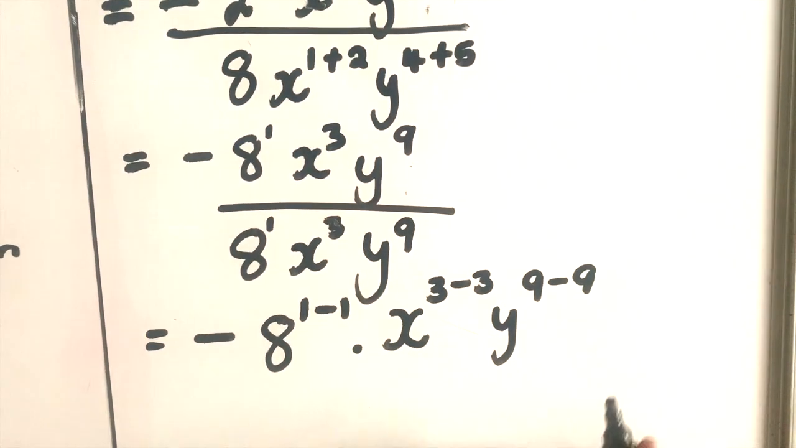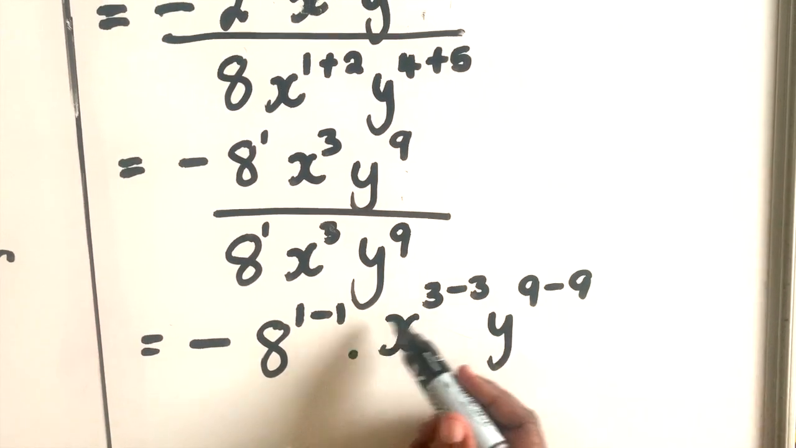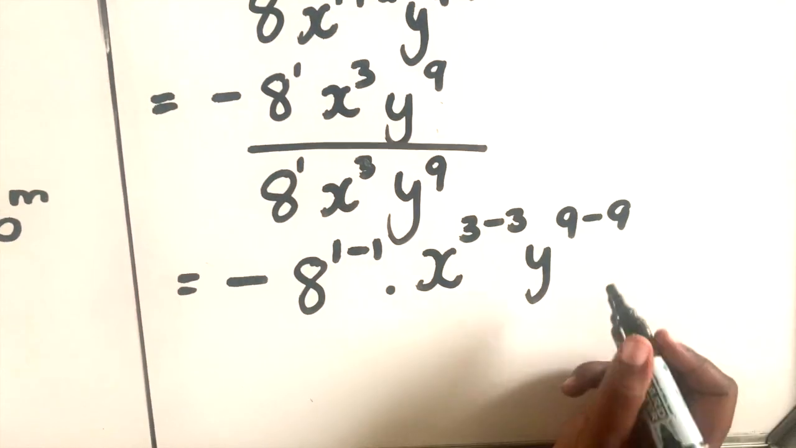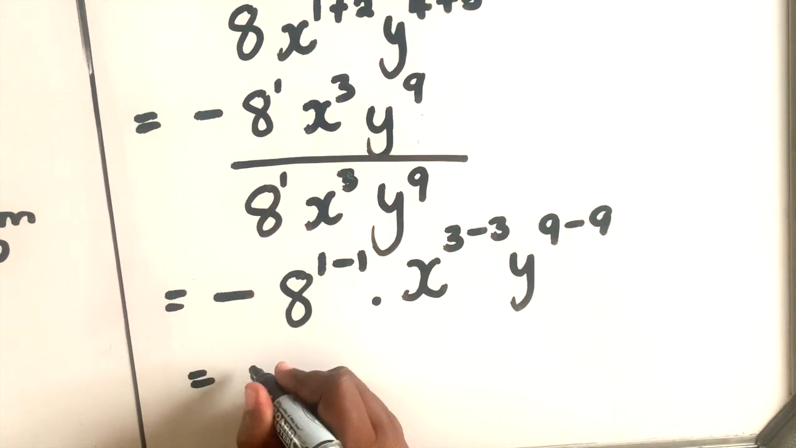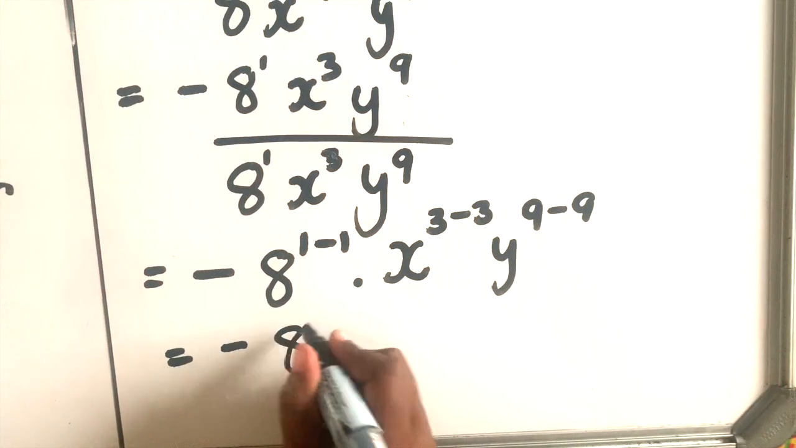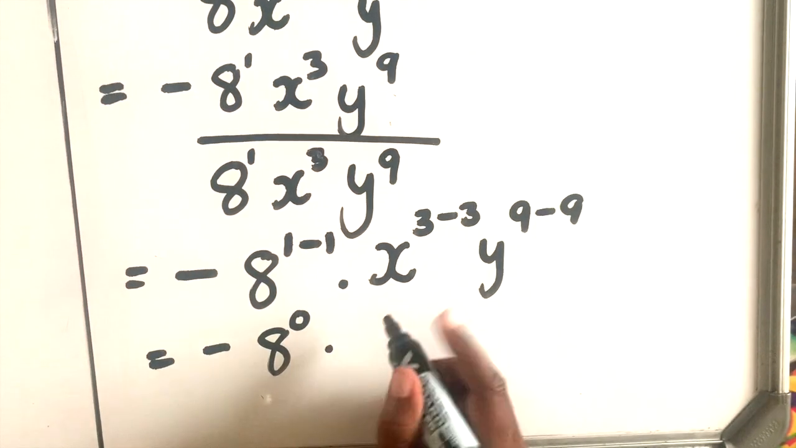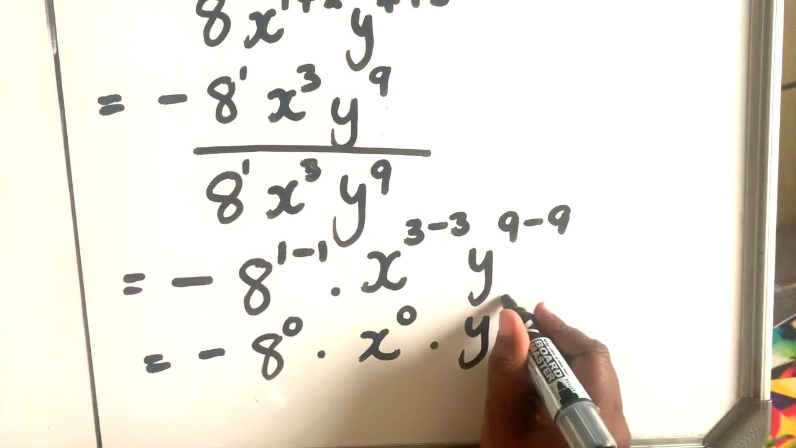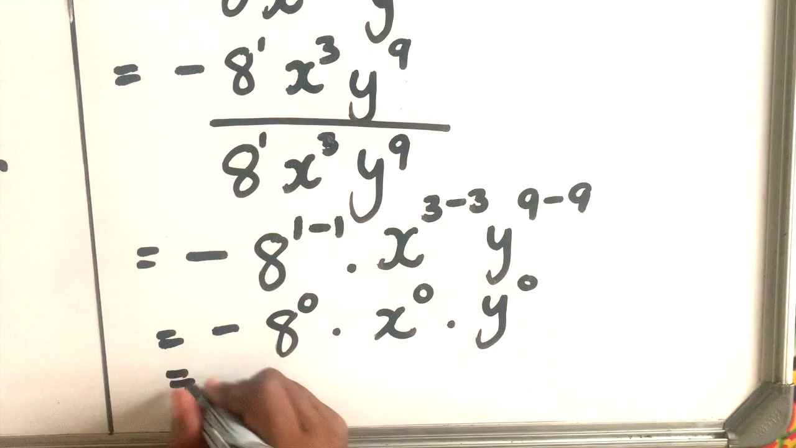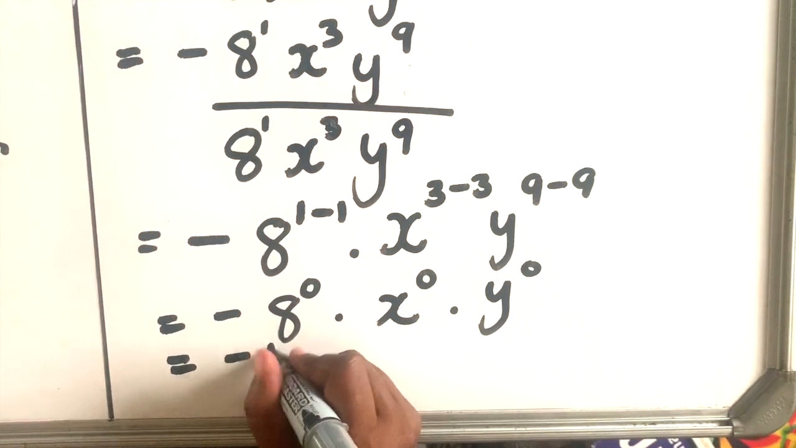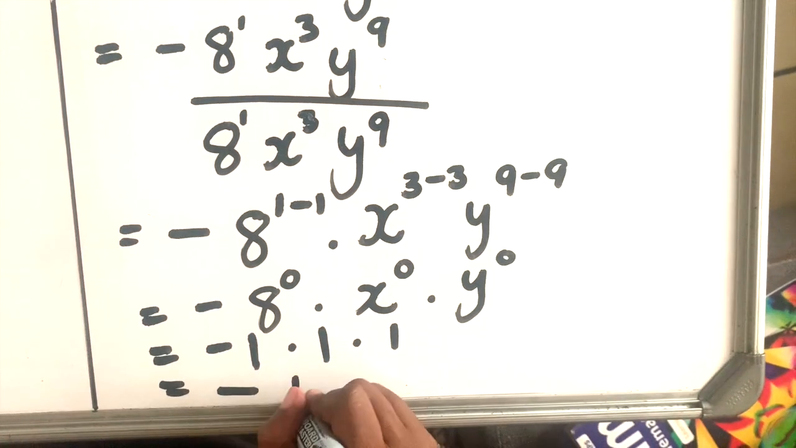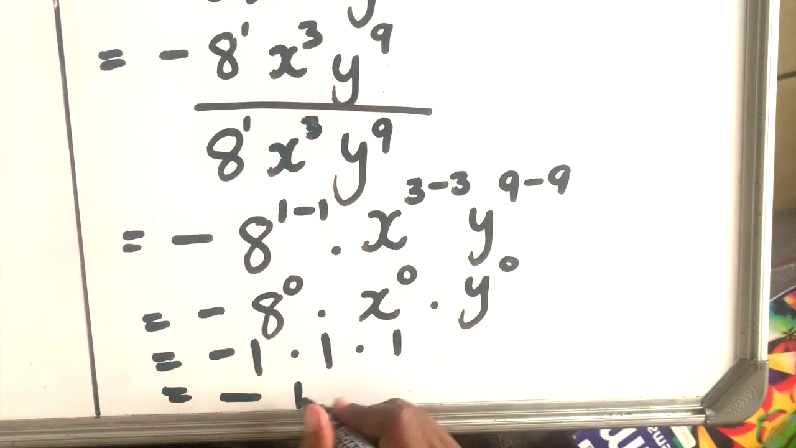Right, with this example, they made it that it subtracts everything. It doesn't work like that all the time. Sometimes you will have different numbers that you get. So this is negative 8 to the power 0 times x to the power 0 times y to the power 0. Any number to the power 0 is 1. So we'll have negative 1 times 1 times 1. So my final answer is negative 1. 1 times 1 times 1 is 1.